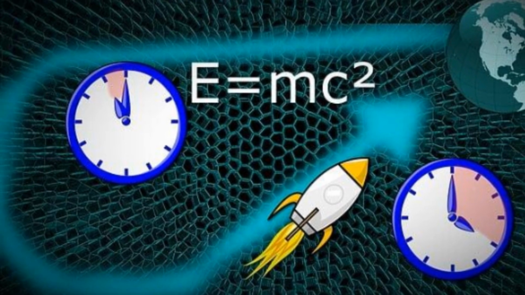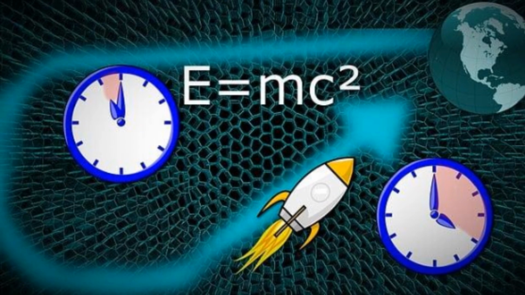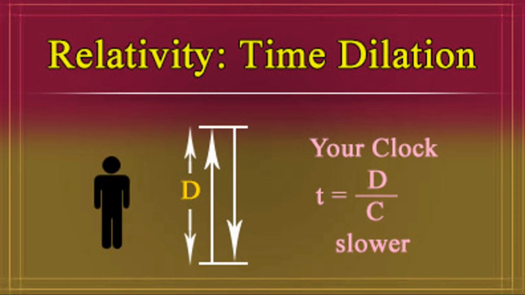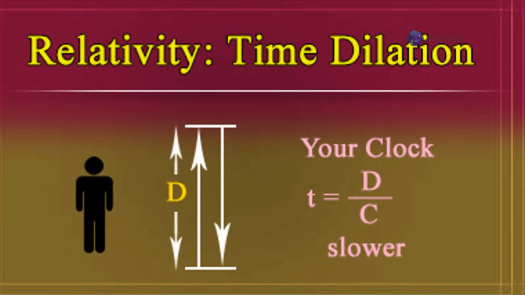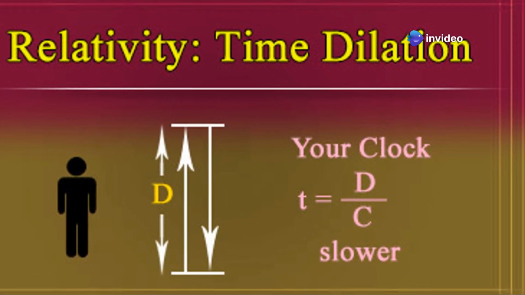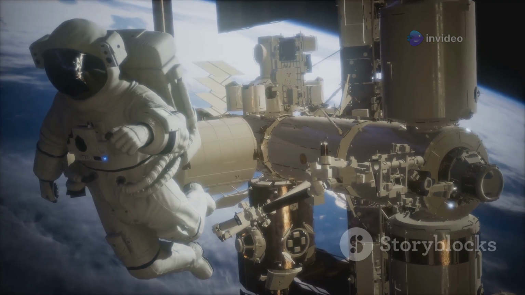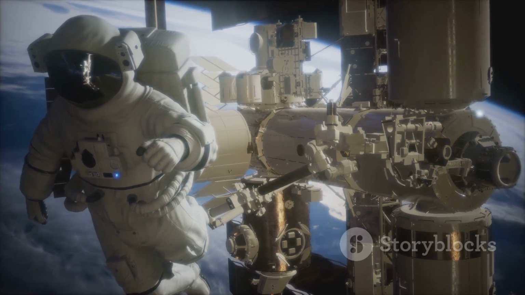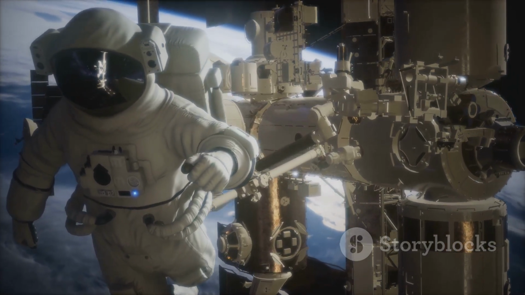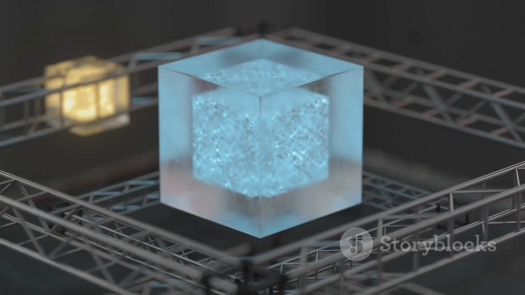Einstein also showed that time isn't constant. It stretches and compresses depending on how fast you're moving or how close you are to a massive object. This is called time dilation. For example, astronauts on the International Space Station age slightly slower than people on Earth because they're moving fast in orbit.